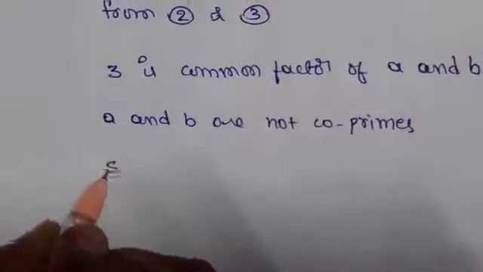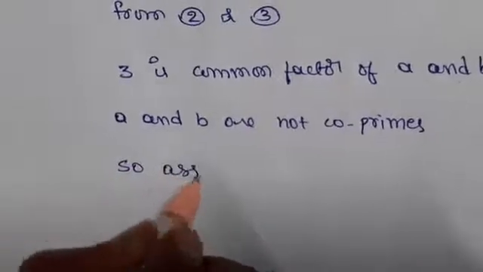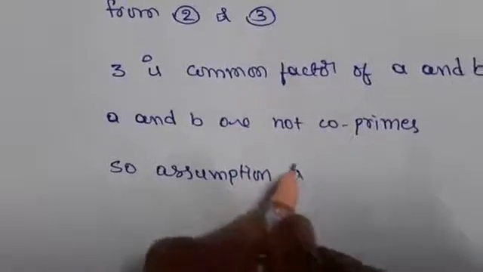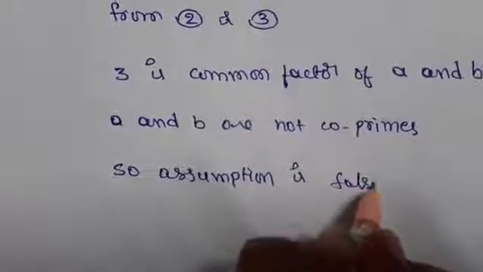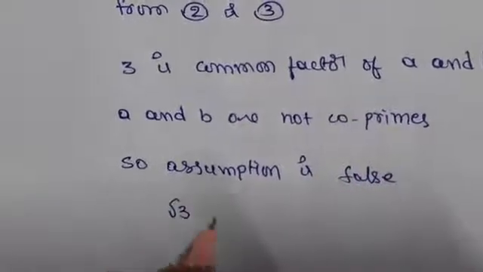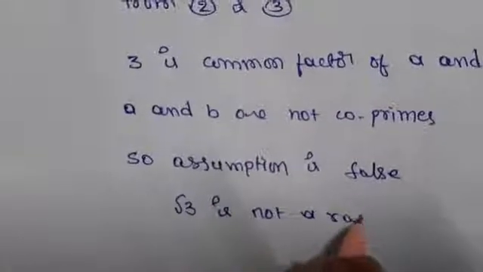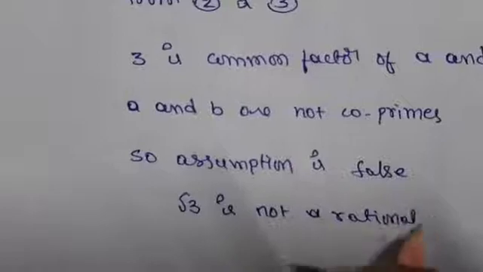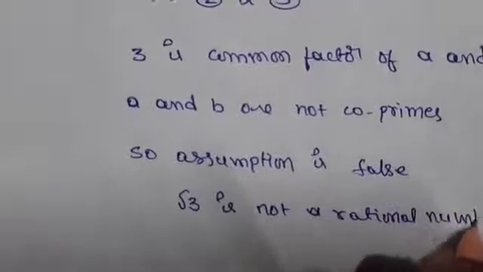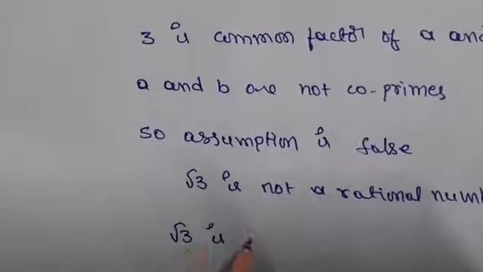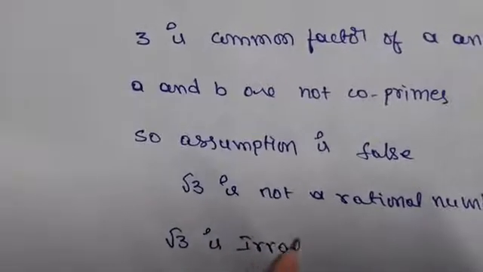So our assumption is false. So root 3 is not a rational number. That means root 3 is irrational.